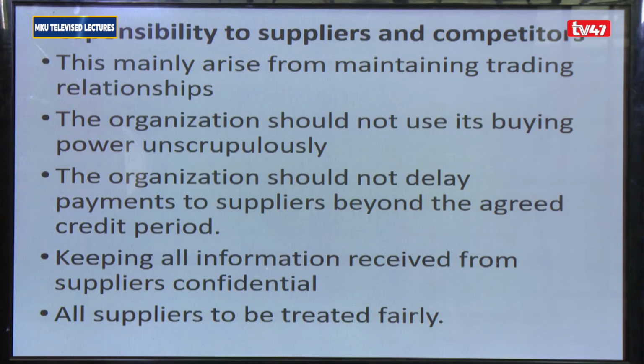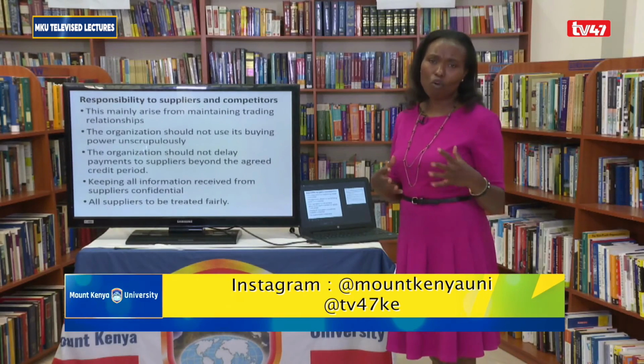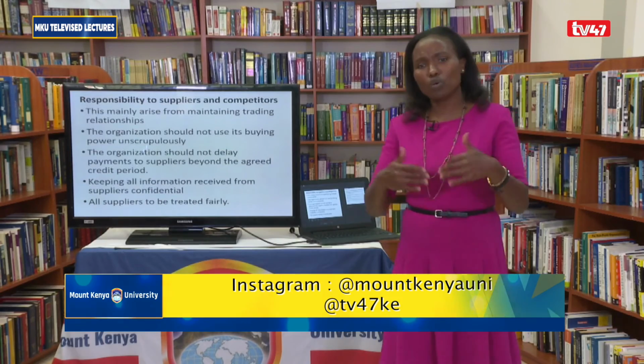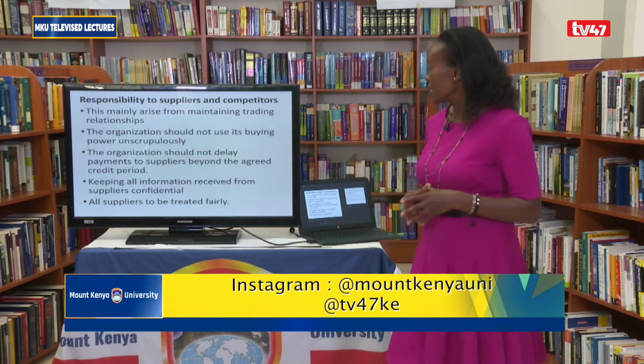The next thing that we'll discuss, remember, we are discussing the nature and scope of marketing. So what are the things that marketing covers? Responsibility to suppliers and competitors. Remember, in our organizations, we are always getting input from other people. And also we have other people whom we operate with in the same market. What kind of competition do we want to have? What kind of competition do we want to exhibit to our competitors?